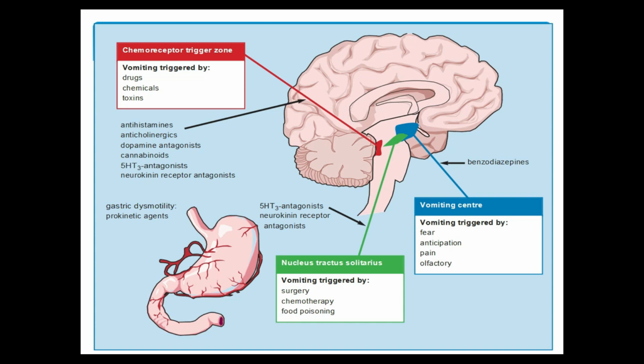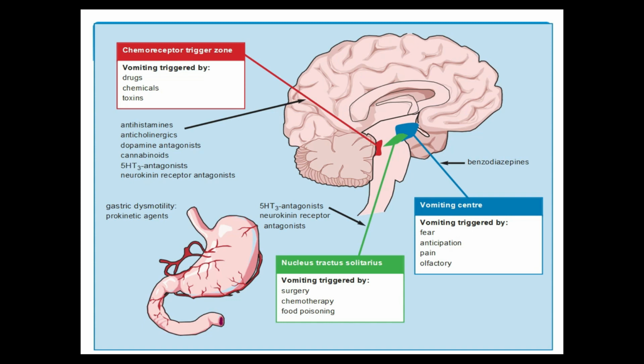The chemoreceptor trigger, we have three shown here. The vomiting triggered by a drug, for example, or chemical or toxin. So you have to give the patient treatment such as antihistamine, and then anticholinergic. This is with the medication. You can have a dopamine antagonist with cannabidiol, for example.